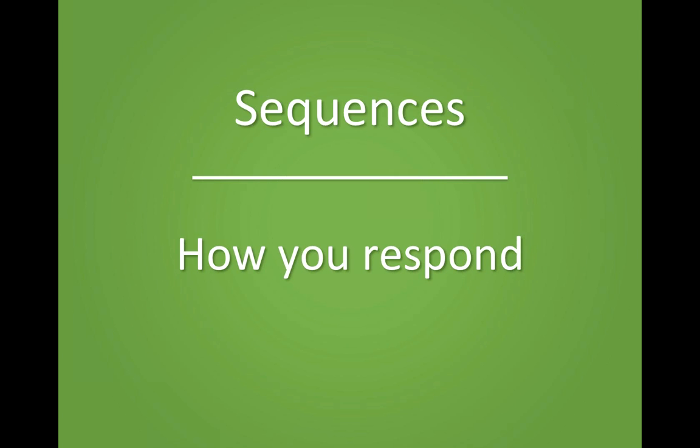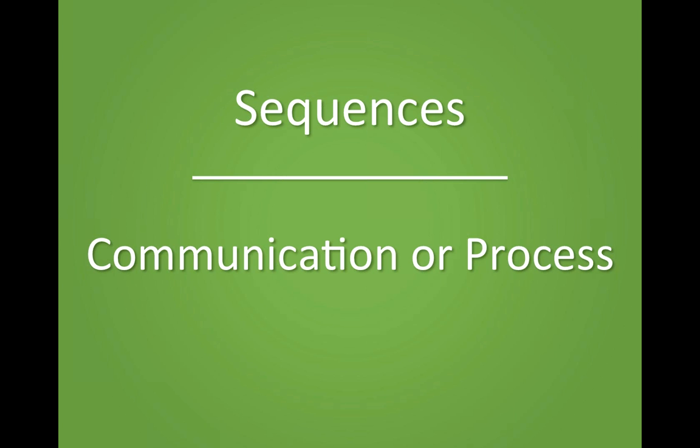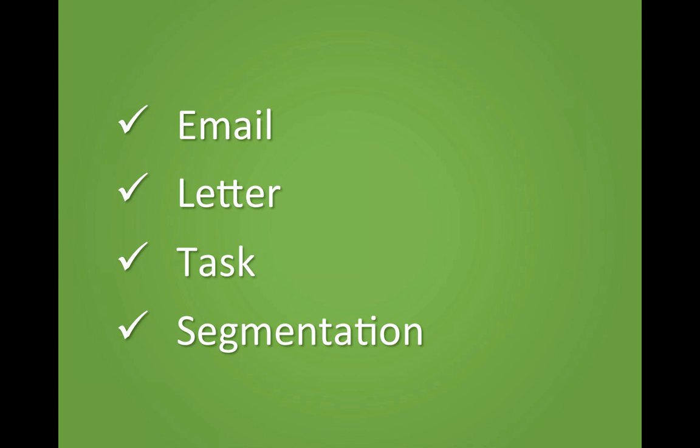Now, sequences, like I said, this is how you respond. Specifically, these are communications or processes. What I mean by that are things like emails, letters, tasks, or segmentation. When somebody signs up for a newsletter, I want to send them a confirmation. I can send them a confirmation email. Thank you so much for signing up. I may also want to segment them and apply a tag or some sort of identifier on their contact record that says this person wants my newsletter, so I can identify them in the future.